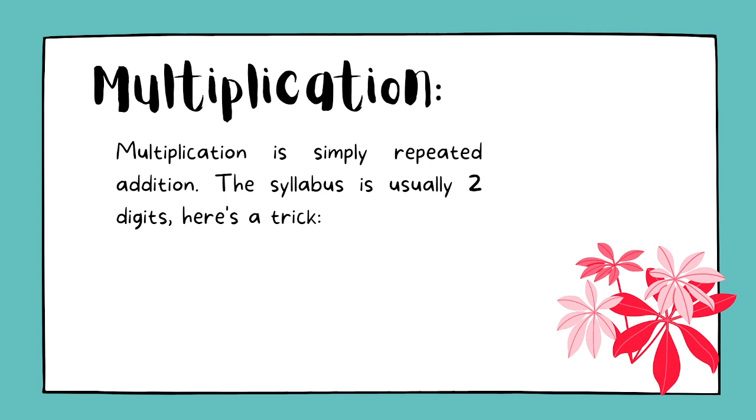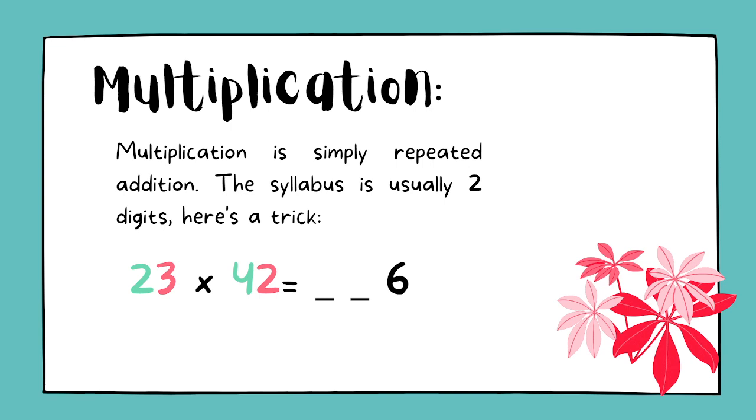Multiplication is simply repeated addition. In the 4th grade syllabus, it's usually just 2 digits. So here's a trick. Say they're asking you 23 times 42. I color-coded this so that it's easier. First, you look at the units digit, which is the pinkish digits, 3 and 2. Then you multiply them to get the ones place of the answer. What's 3 times 2? It's 6, right? So the ones place of the answer would be 6.